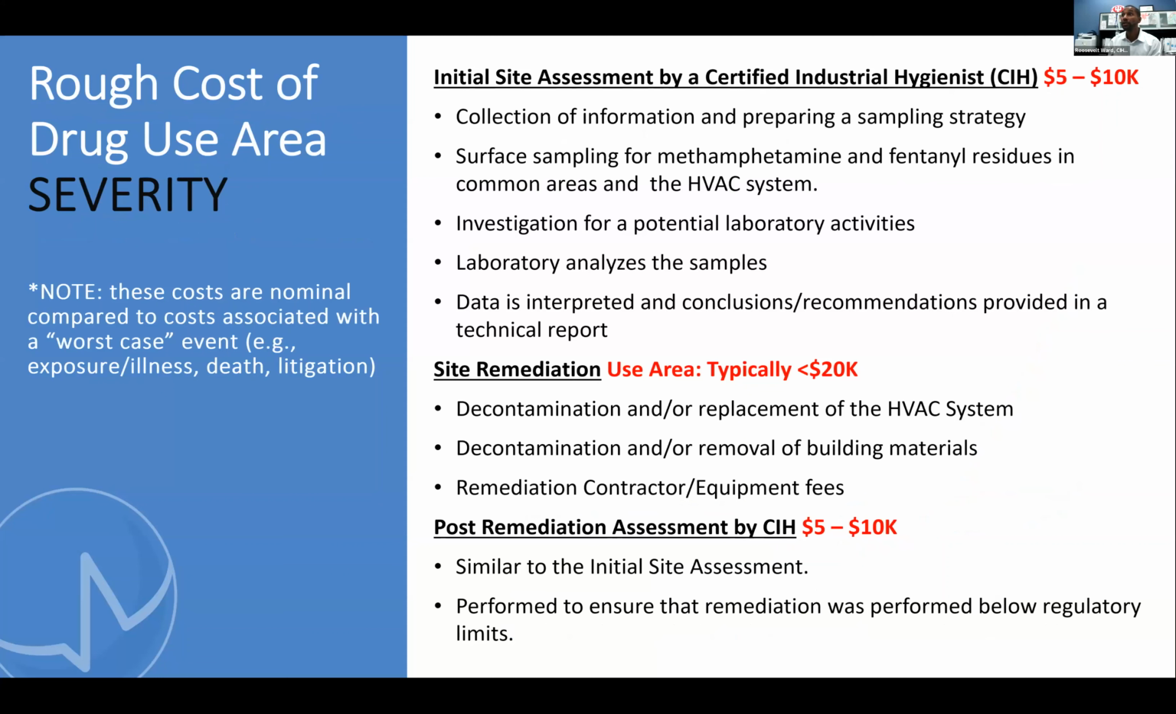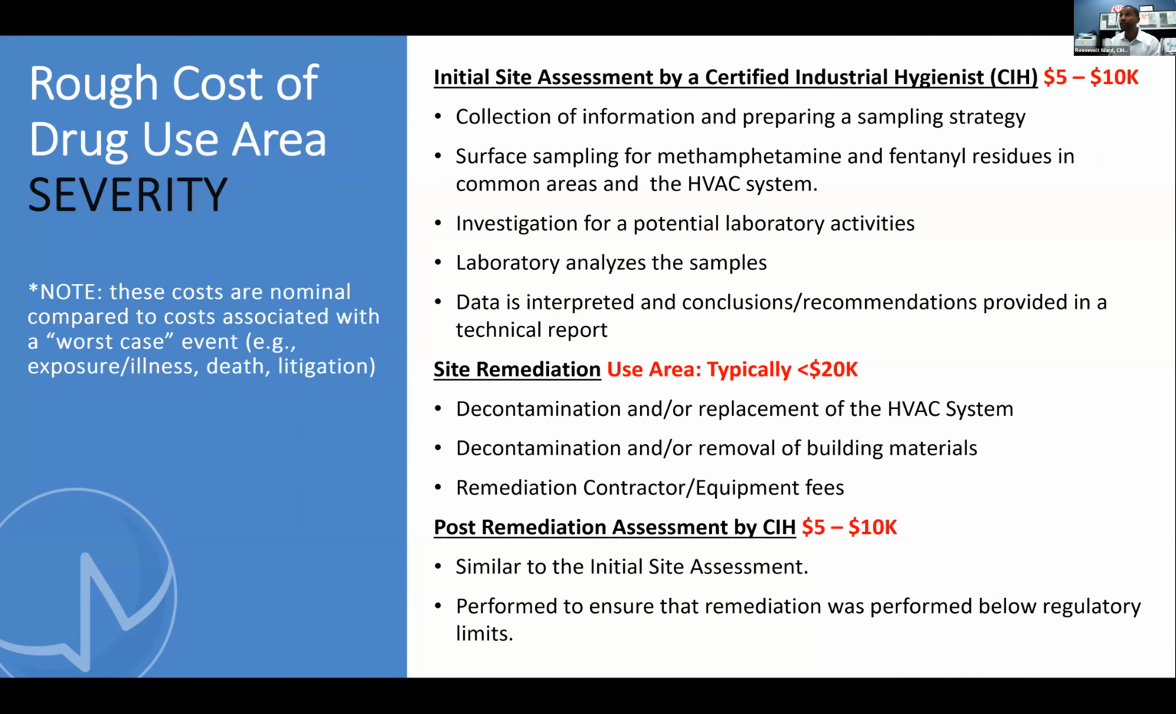So when it comes to the cost of cleanup, it varies from site to site. All right. The costs that we're going to talk about are nominal, and they are associated with more of a worst case scenario, let's just say of actual illness, accident, death, or the probability of litigation.